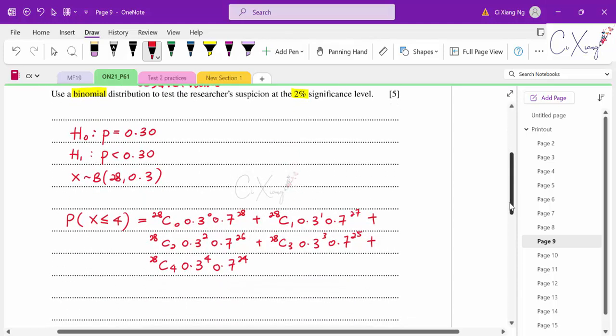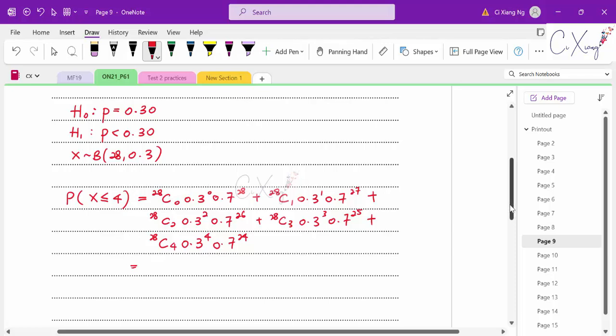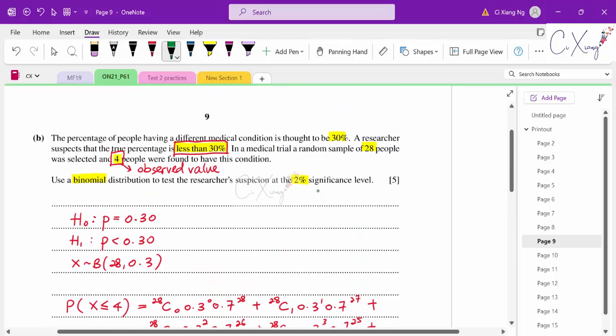Okay, so try to press the calculator a little bit and see what we get here. By right, you should get 0.0474, correct to 3 significant figures. For your information, this particular value here, we call it the p-value. After you calculate the probability using the observed value, you need to make a conclusion. How are you going to make a decision or conclusion? You have to compare the p-value with alpha. Our alpha is 0.02.